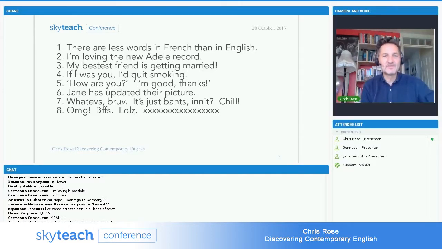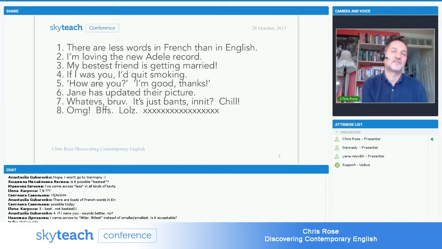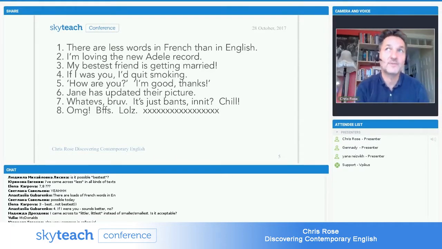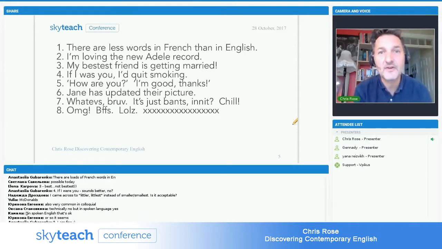Something to think about. Number 2, I'm loving the new Adele record. Can we say I'm loving? Of course, if we study properly, and I'm sure we've all studied properly, we will know that these are state verbs. The difference between state verbs and action verbs. And state verbs are not normally to be used in a continuous form. And again, let me tell you, that's a wonderful idea. Well, it's not a wonderful idea. It makes things very complicated for teachers and for students.